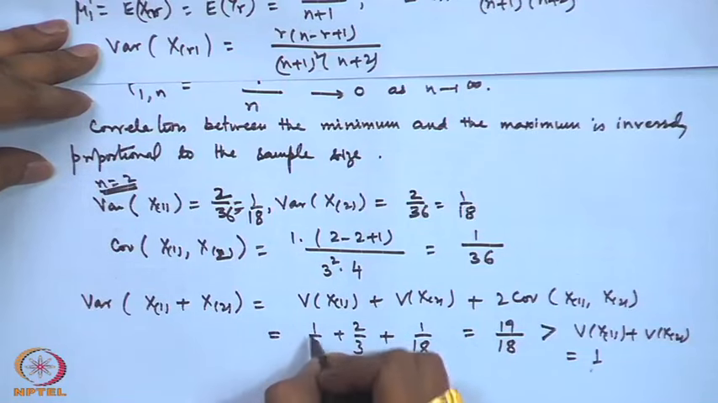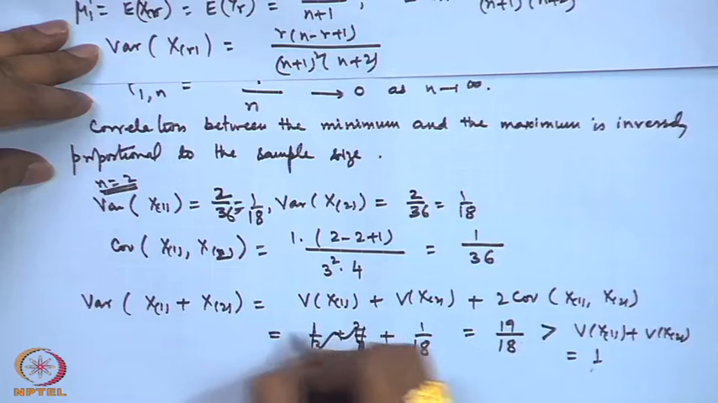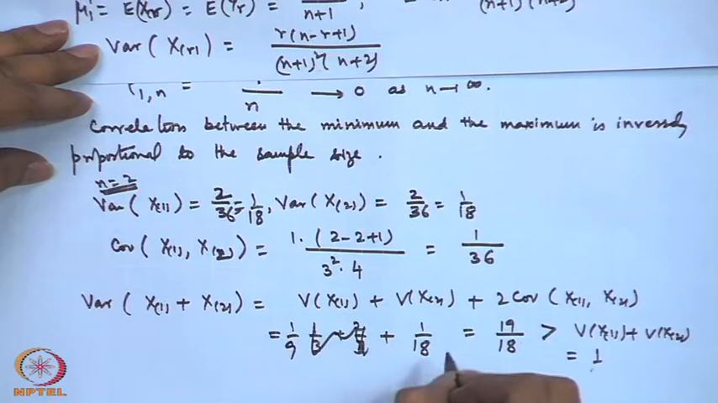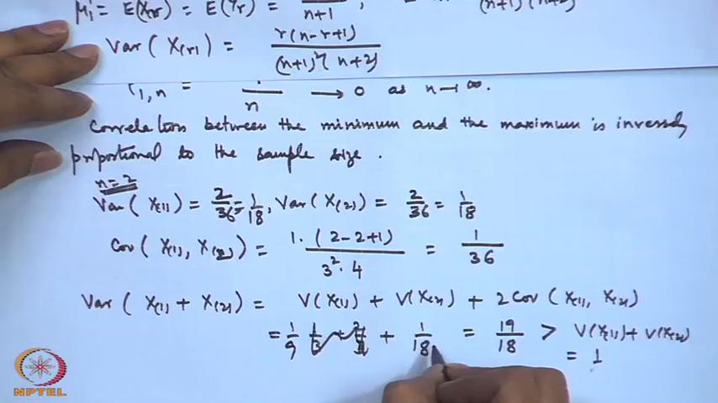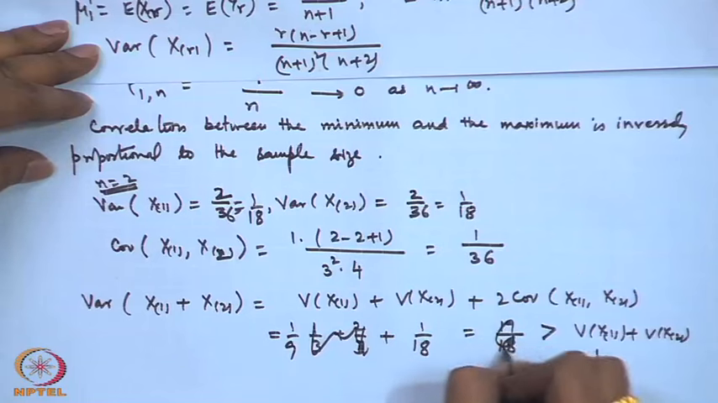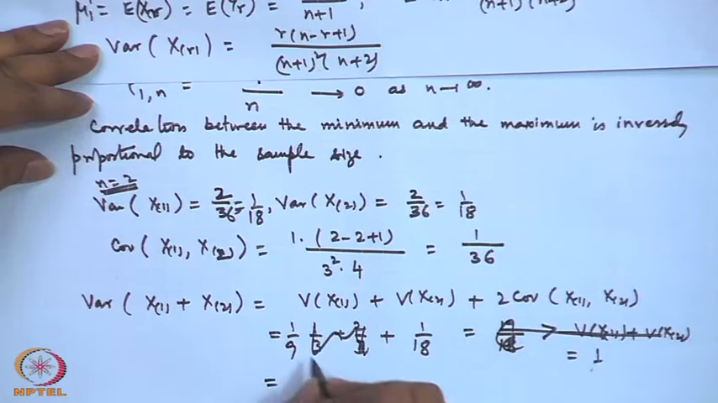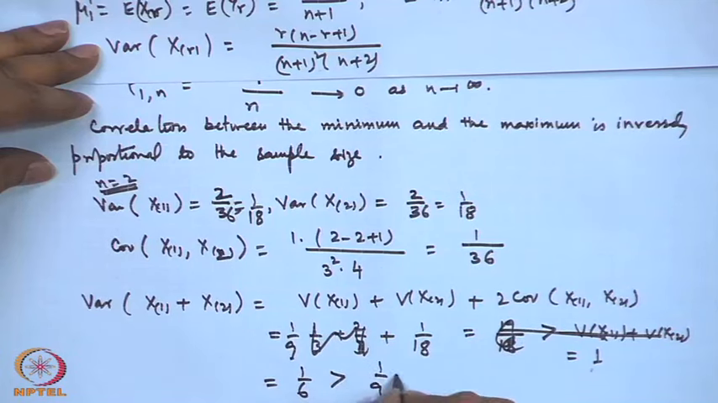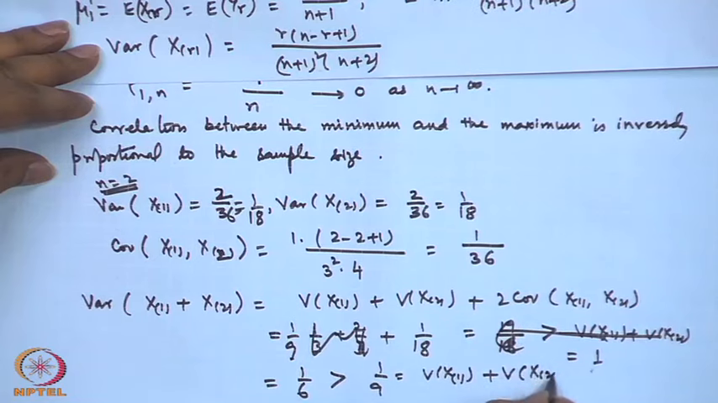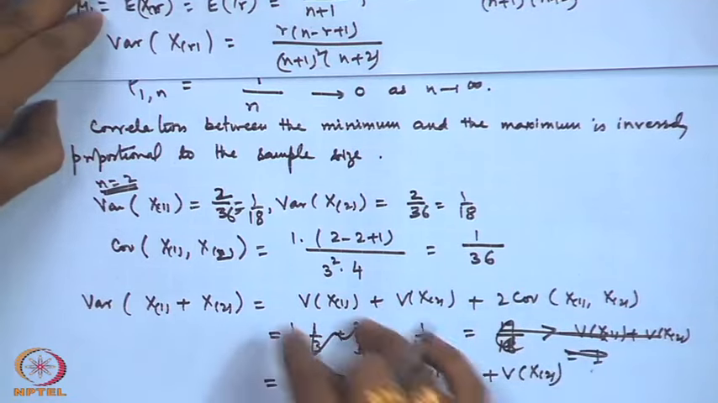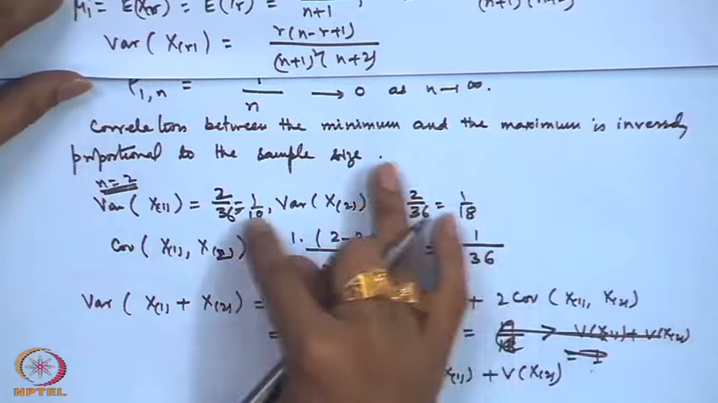Then this is becoming equal to 1 by 9 plus 1 by 18. So, that is equal to 1 by 6, which is obviously greater than 1 by 9, that is equal to variance of X1 plus variance of X2. So, this was a mistake here, but anyway, now the fresh calculations show the exact values here.